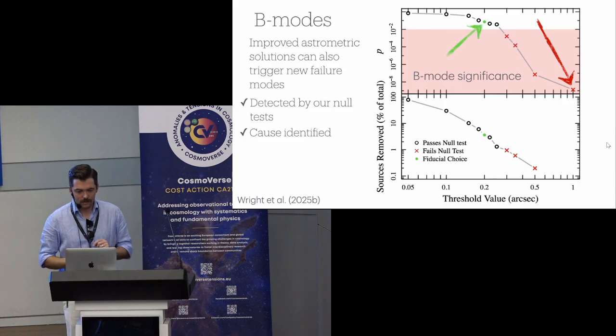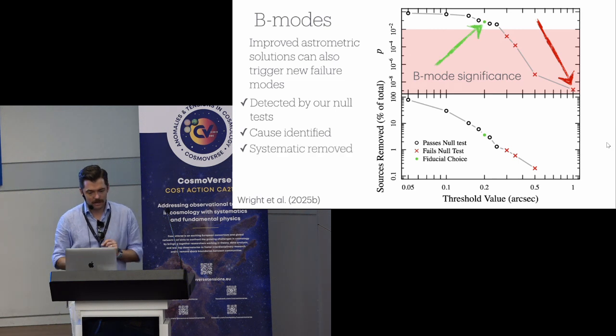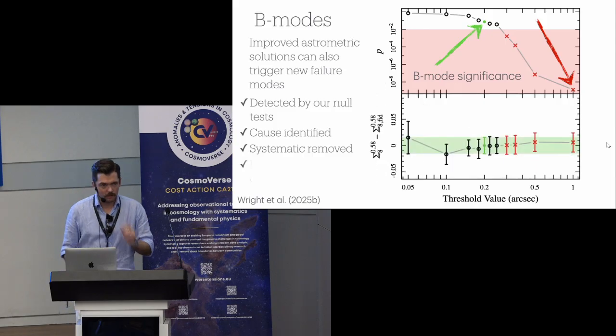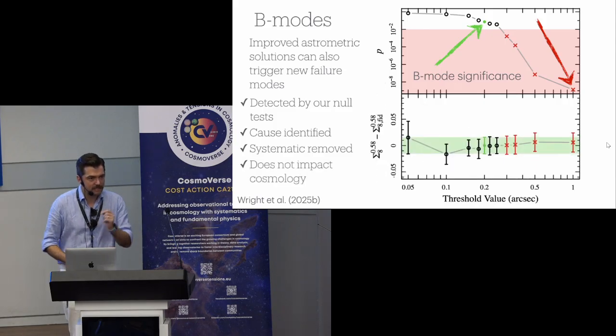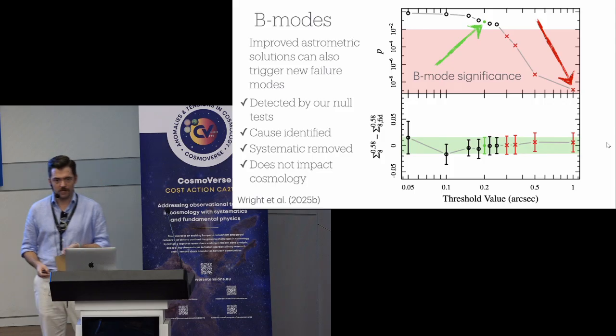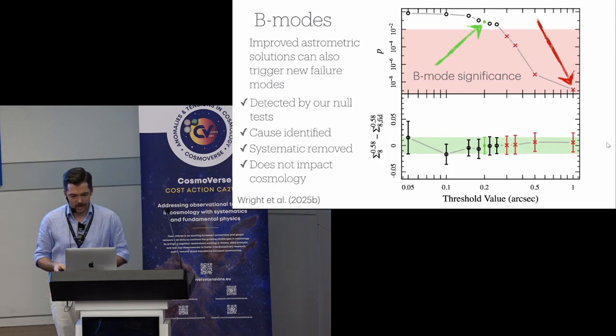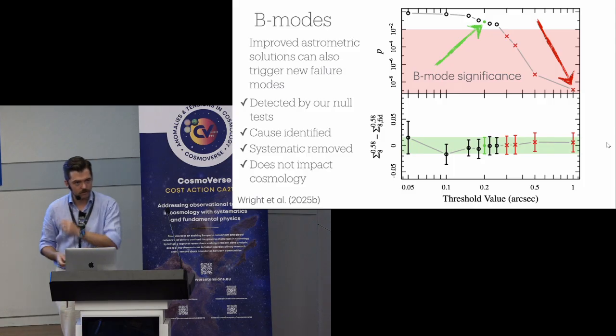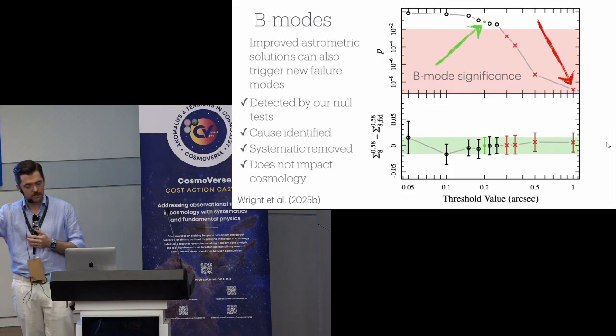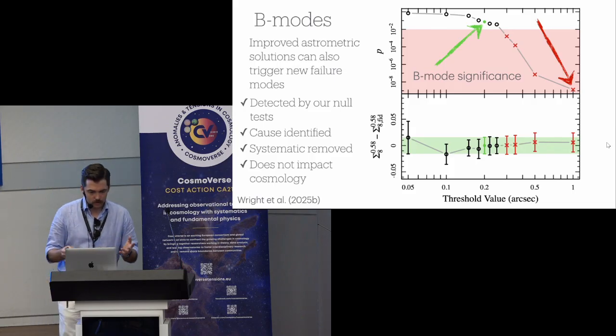The crucial point here, though, is that we also ran this analysis with our cosmological measurements, and the cosmological measurements are completely insensitive to the presence of this B mode. So even if we had done nothing, we would have seen no systematic bias in our cosmology because of this systematic effect.